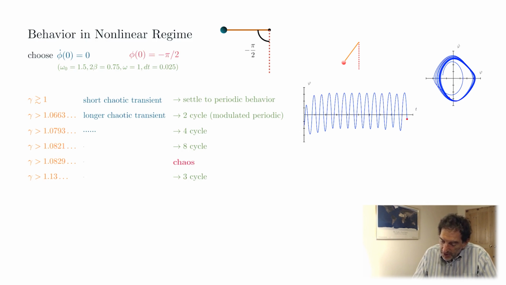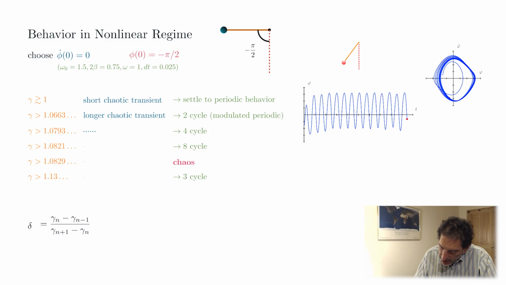And in particular, this number delta measures the ratio of window sizes. The range of behavior for which a 2-cycle occurs is between 1.0793 and 1.0663. Then there's a smaller window where the 4-cycle lives, between 1.0821 and 1.0793. If I measure delta, the ratio of successive window sizes, this would be gamma n minus gamma n minus 1, the window size of a particular period 2 to the n, compared to the window size of the next higher period, gamma n plus 1 minus gamma n.